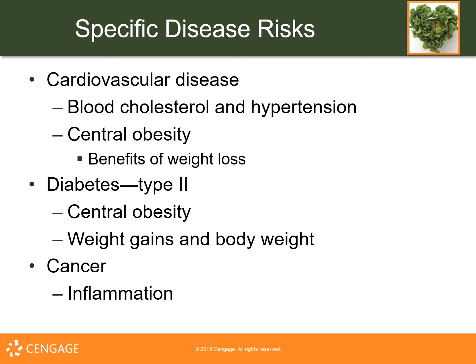As for diabetes, central body fat cells are associated with increased insulin resistance and therefore diabetes. Weight gain of greater than 10 pounds after age 18 doubles the risk of getting diabetes. As for cancer, it seems chronic inflammation associated with obesity may increase cancer risk. Weight loss decreases inflammation and therefore may decrease cancer risk.